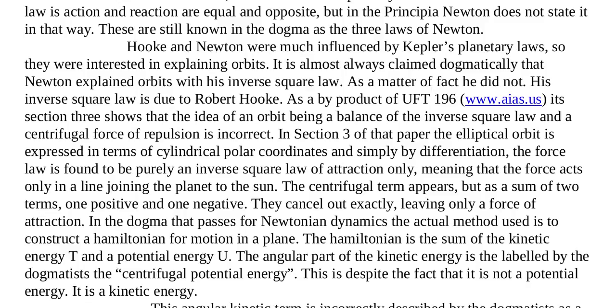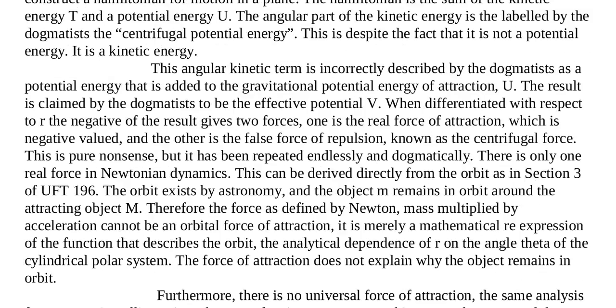In the dogma that passes for Newtonian dynamics, the actual method used is to construct a Hamiltonian for motion in a plane. The Hamiltonian is the sum of the kinetic energy T and potential energy U. The angular part of the kinetic energy is labelled by dogmatists as the centrifugal potential energy. This is despite the fact that it is a kinetic energy. It actually comes from the nature of the plane polar coordinates itself.